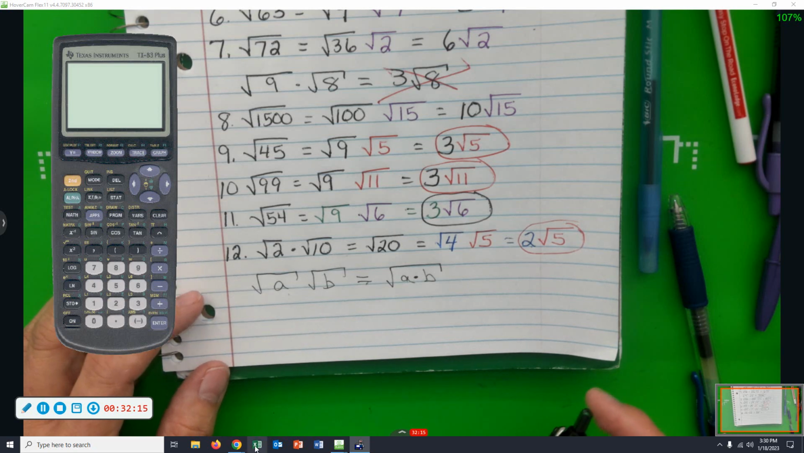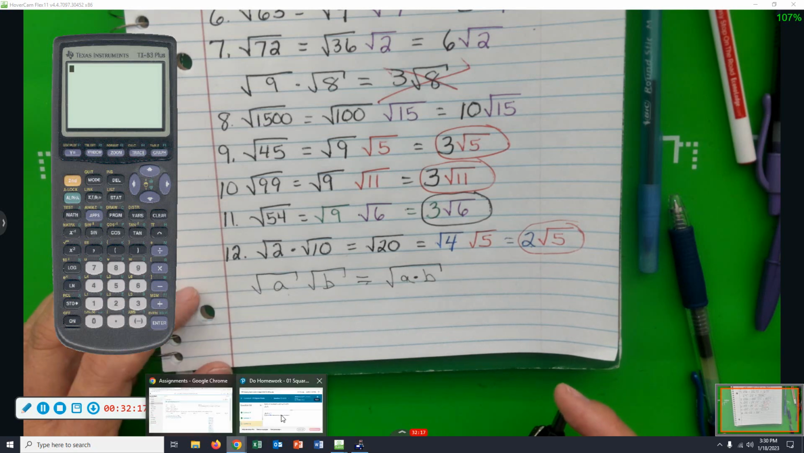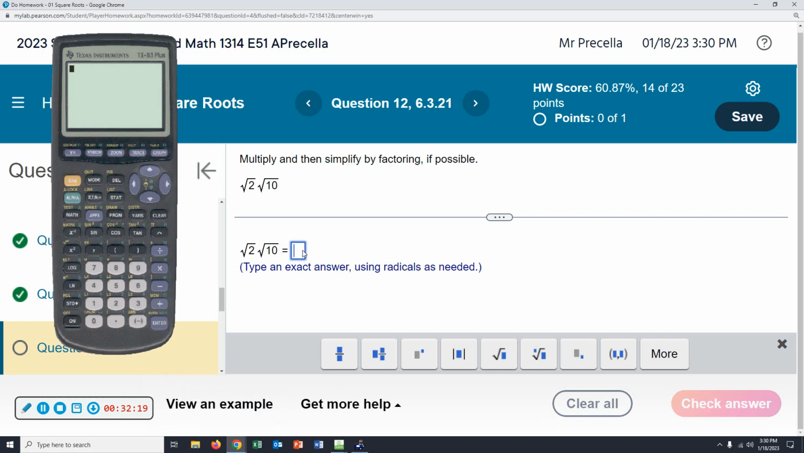Now, I don't remember, did I check that? So y'all can be relieved we got it right. 2 square root of 5.